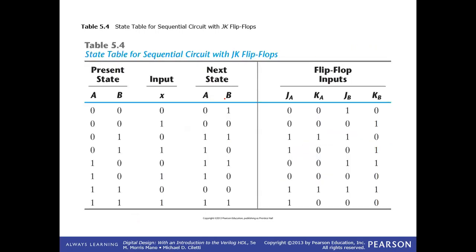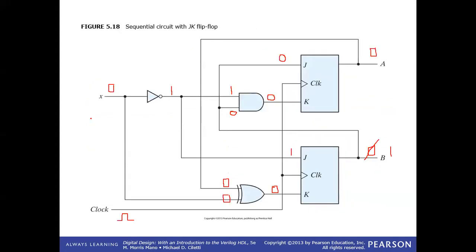So we have A is equal to 0 and B is equal to 1 if we apply input X equal to 0 at the present state A and B both equal to 0. Any questions from this diagram? Okay, any questions? No sir.